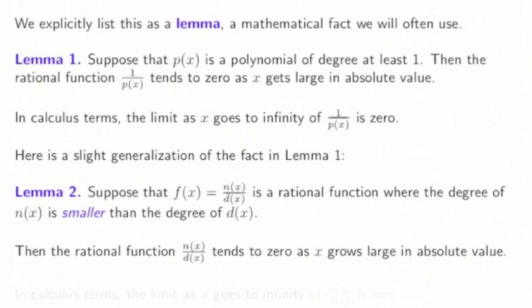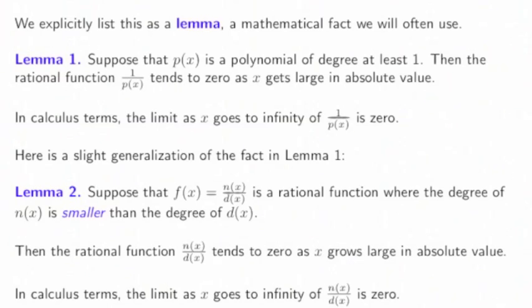If the degree of the denominator is bigger than the degree of the numerator, then the highest power of x in the denominator begins to dominate as x gets very large, and the denominator begins to explode in relationship to the numerator, and so just as before, we end up getting something that's shrinking to 0. In calculus terms, the limit as x goes to infinity of n of x over d of x is 0 if the degree of the numerator is strictly smaller than the degree of the denominator.